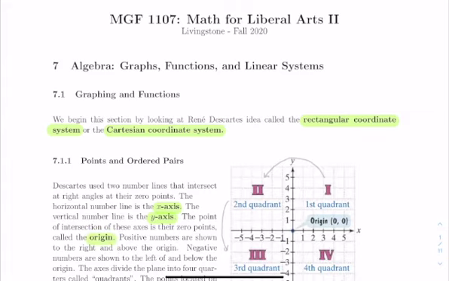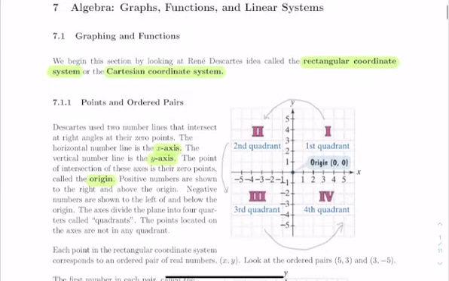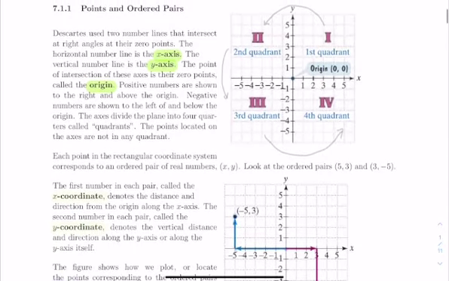Positive numbers are shown to the right and above the origin. Negative numbers are shown to the left of and below the origin. The axes divide the plane into 4 quarters, called quadrants. The points located on the axes are not in any quadrant. So you can see we start in the top right-hand corner with quadrant 1, and then we move in a counterclockwise direction. So we start at quadrant 1, we go to the left for quadrant 2, then we go down to quadrant 3, and then go down to the right to quadrant 4.